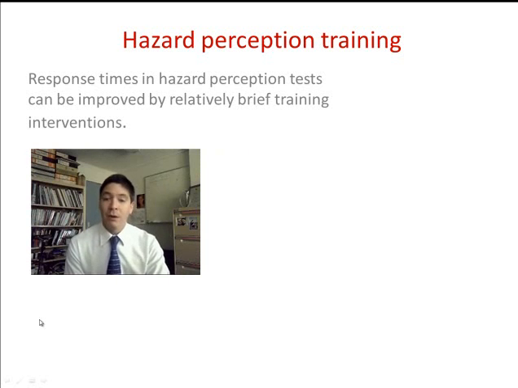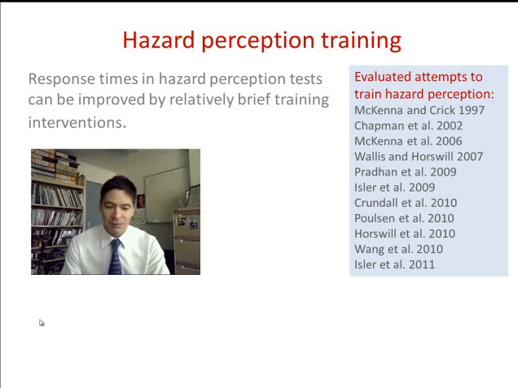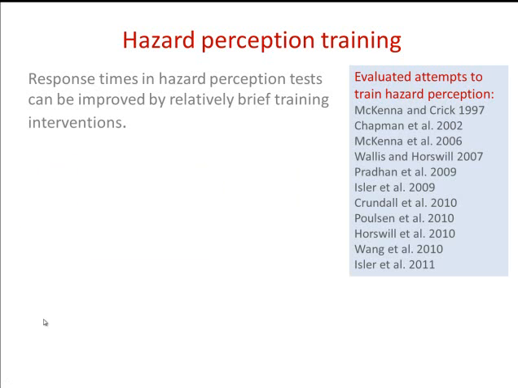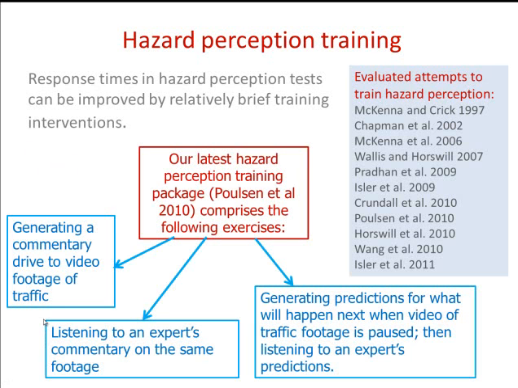There's already plenty of evidence suggesting that hazard perception, or at least as measured in hazard perception tests, can be improved even with relatively brief instruction and training. In this talk I'm going to present data relating to our latest hazard perception training package. This package consists of 3 video-based exercises, which I'll now show you some footage of. First of all, people have to generate a commentary drive on some video footage, then they have to listen to an expert giving a commentary on the same footage, and then the third exercise is where the video is paused unexpectedly and they have to indicate what will happen next, and then they hear what an expert predicts would happen next.